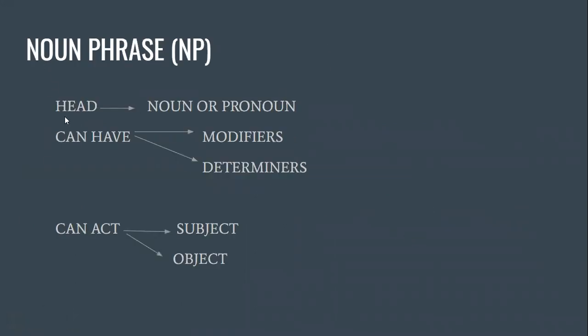Okay, in noun phrases, we know that the head must be a noun or a pronoun. They can have modifiers like pretty girl or determiners. For example, an apple. An is a determiner, and apple is the noun. In pretty girl, the modifier would be pretty, and girl is the noun. And they can act as subjects in a clause and objects.